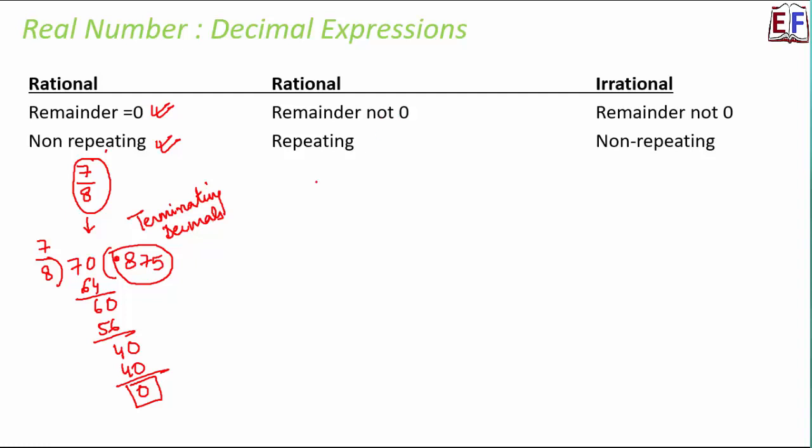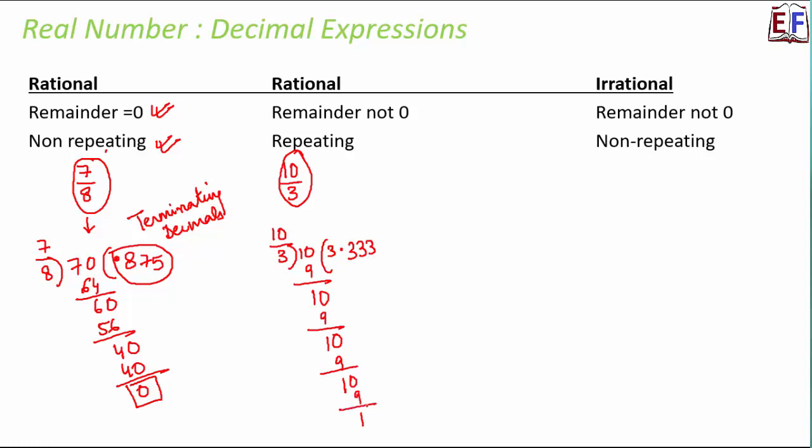Okay. Now let us look at the second possibility for a rational number. In this case, we will say that the remainder is not 0. For example, let us take the example of 10 by 3. Let us try to convert it into decimal. So 10 by 3, so 3 3s are 9. 1. So we take a decimal here. So 3 3s are 9 again. 1 again. 3 3s are 9. 1 again. 3 3s are 9. 1 again, and so on.